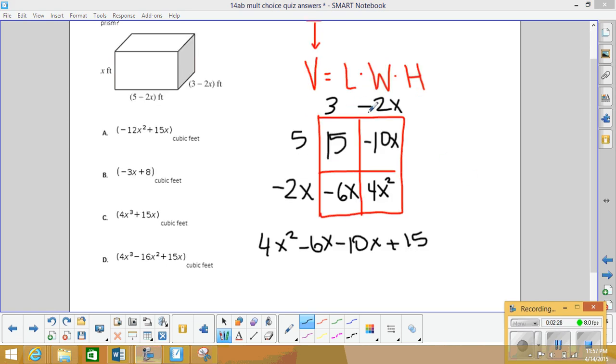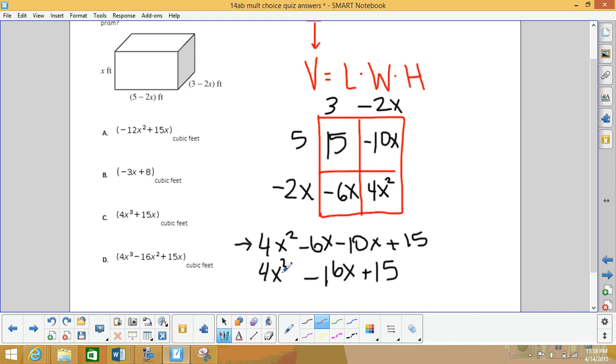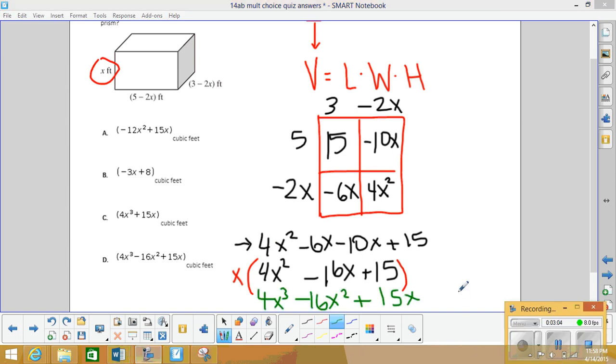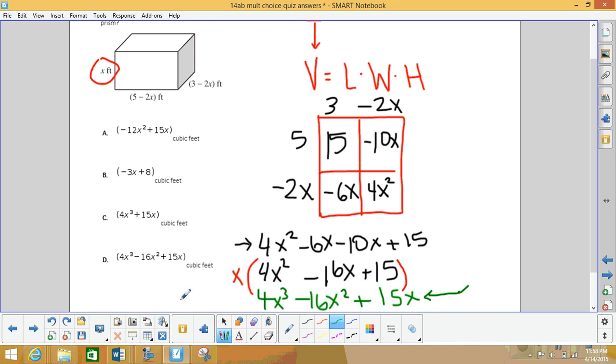So when you do the length times width to find the area of the total thing, you come up with this as your total area of this bottom part of the box. Okay, and then you could simplify it and get 4x squared minus 16x plus 15. And then you're like, yay, I'm finished. And then you forgot about this x here. So then everything gets multiplied by an x, because length times width times the height will give you this volume. So your final answer should be this, which is answer choice number D.